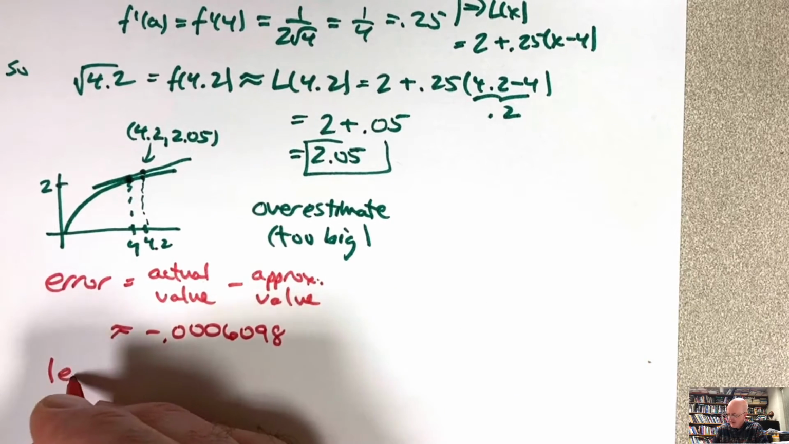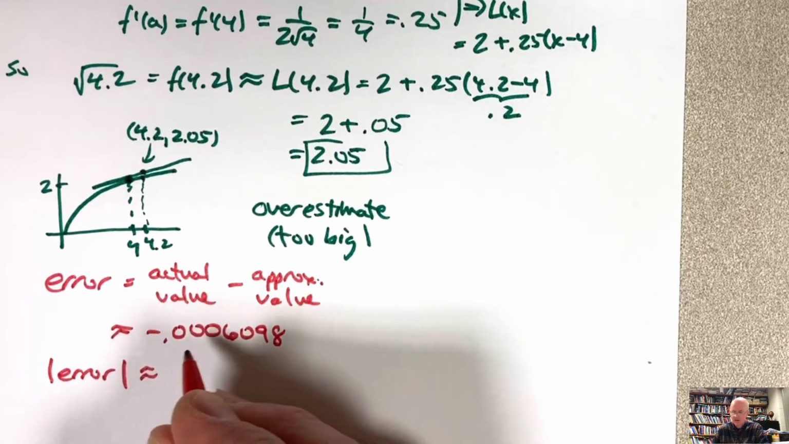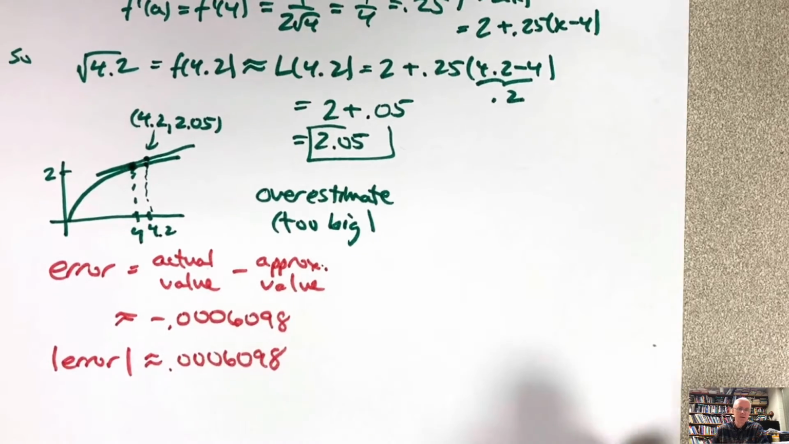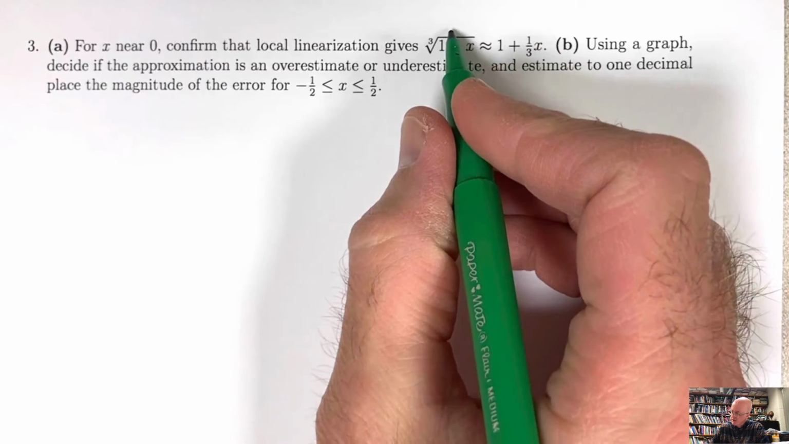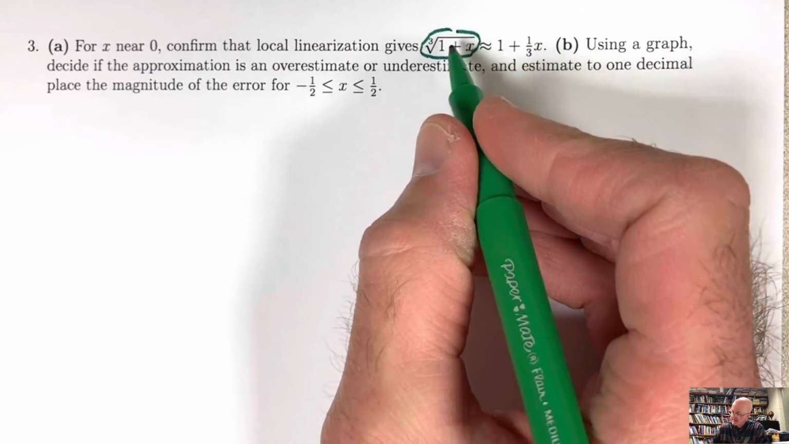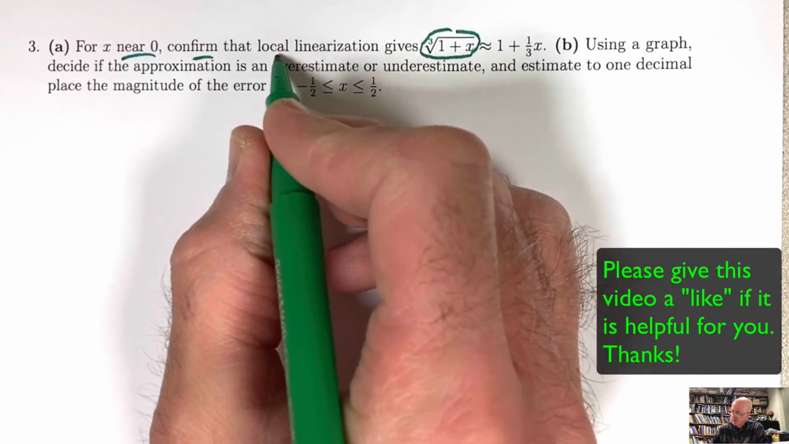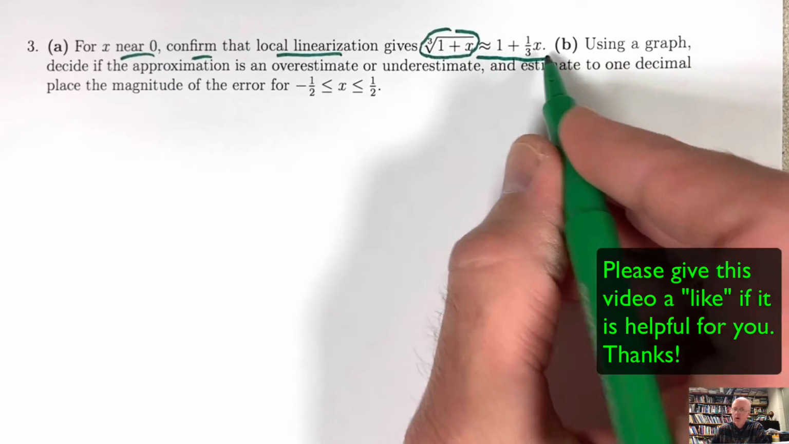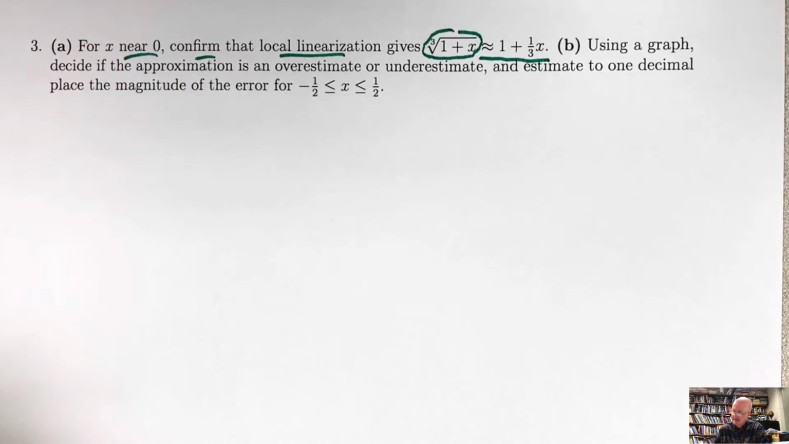We can also talk about the magnitude of the error, or absolute value of the error, and that is just this thing without the negative sign. Okay? Error is going to come up in the next problem. This next problem deals with the function cube root of 1 plus x. For x near 0, so that means a is 0, confirm that local linearization, tangent line approximation, says that this function is approximately 1 plus 1/3 x. And then in part b, by using a graph, we're going to estimate the magnitude of the error.